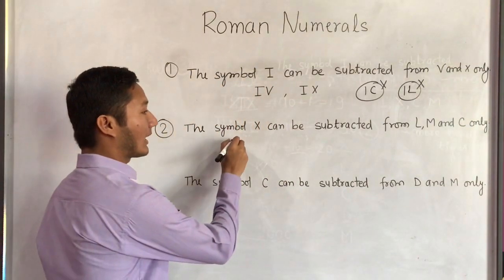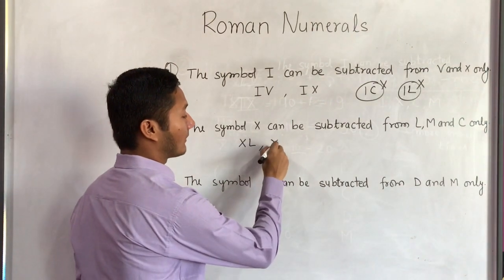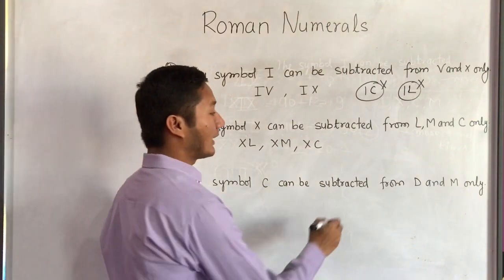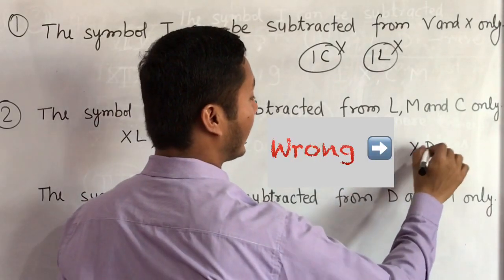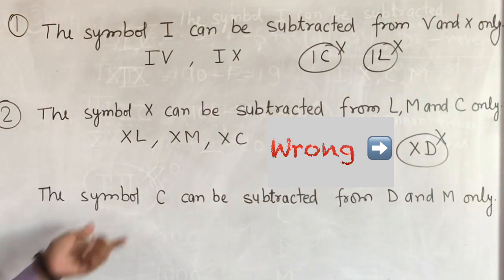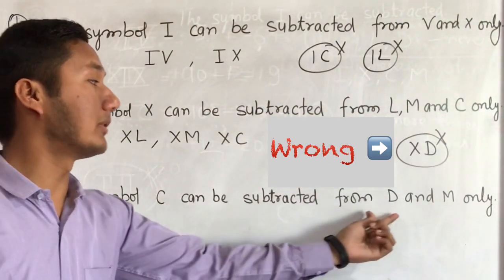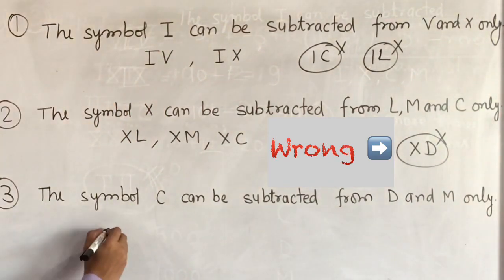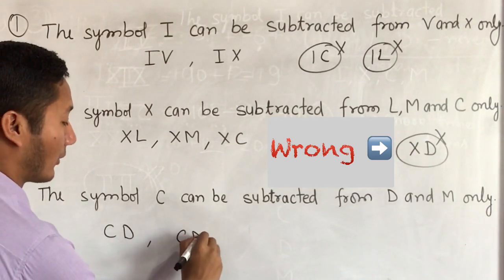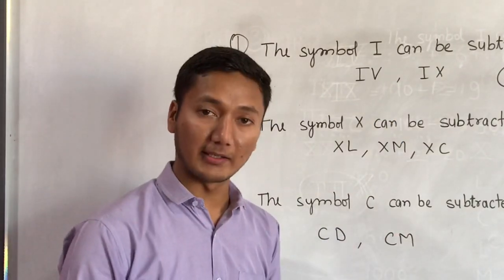That means we can write X before the L, we can write X before the M, and we can write X before the C. But we cannot write X before the D. It will be wrong. This is our caution number 2. Now the caution number 3 is the symbol C can be subtracted from D and M only. That means we can write C before the D and we can write C before the M. But we cannot write C before any other number.